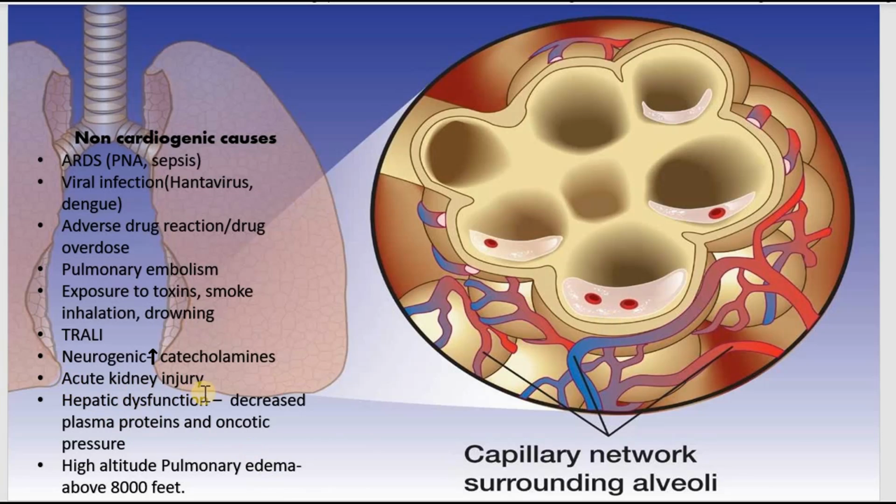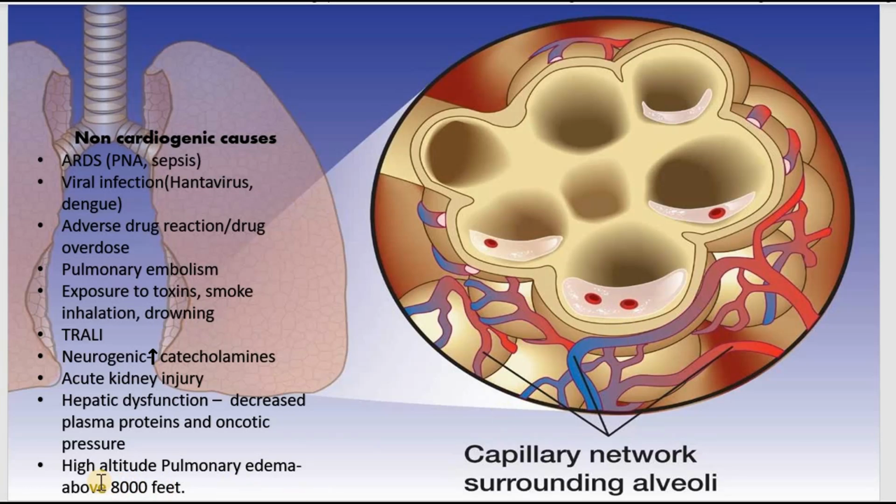Another reason is acute kidney injury, that is fluid overload from kidney damage can lead to pulmonary edema. Hepatic dysfunction. So the liver produces plasma protein. This plasma protein in the blood vessel has oncotic pressure. The oncotic pressure by the plasma protein helps to retain fluid in the blood vessels. So whenever there is liver dysfunction, plasma protein production is decreased. As a result, there is decreased oncotic pressure. Whenever there is a low oncotic pressure, fluid can leak into the interstitial space. And in the lungs, it can lead to pulmonary edema.